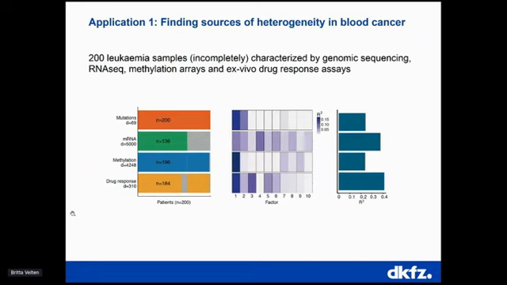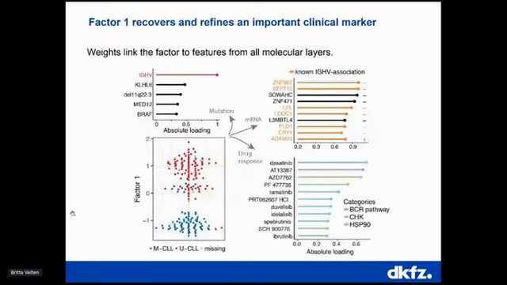And if we look into more detail at the first factor, we can see that this actually nicely recovers an important clinical marker, which you can see on the bottom left here. So this distinguishes 2 clinical subgroups that are known for this disease, CLL, and is given by the genomic marker IGHV. But we can also link it back to other molecular layers and immediately tell what are the genes that are linked to this distinction between the subgroups in terms of gene expression, and which are the drugs that show differential responses between the patients depending on where they lie on the factor.